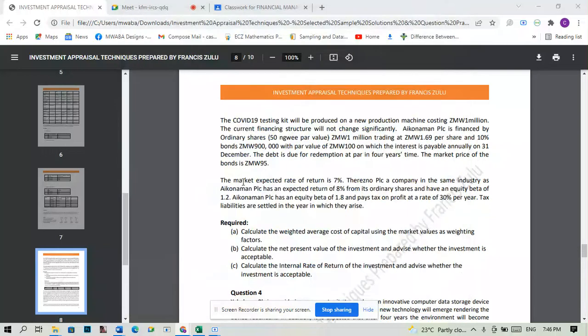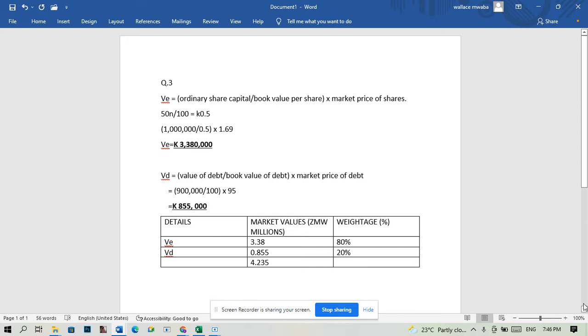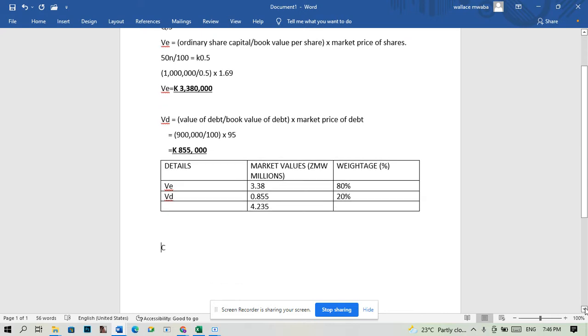All right. The market expected rate of return is 7%. Remember, whenever you invest in the market, these are profits or dividends you earn for investing in the market. So the market expected rate of return is 7%. Okay, let's record that value here. Let's say cost of equity. So RM is 7%.